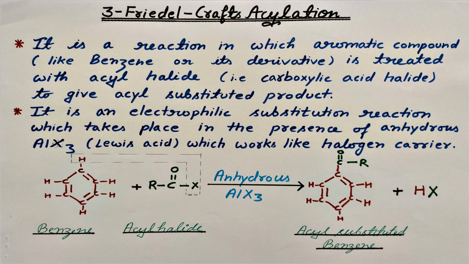In this reaction, hydrogen part from benzene and halide part from acyl halide combine together, giving out HX. The leftover part, that is RCO, which is acyl group attached to the benzene ring, forming acyl substituted benzene as the main product. Since in this reaction there is substitution of hydrogen atom of the benzene ring by acyl group of acyl halide, that is why the reaction is known as Friedel-Crafts Acylation.